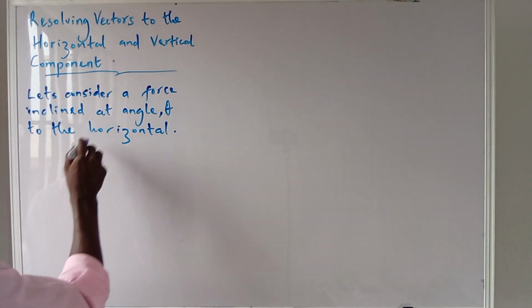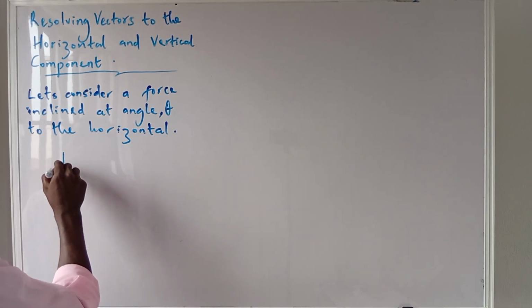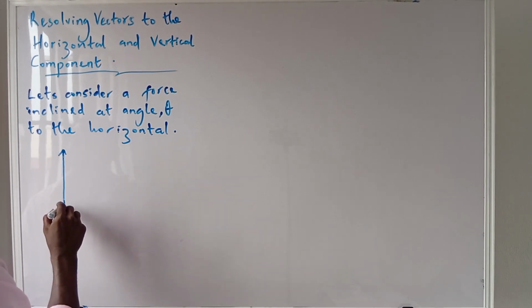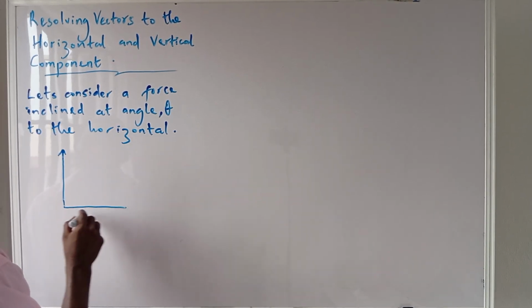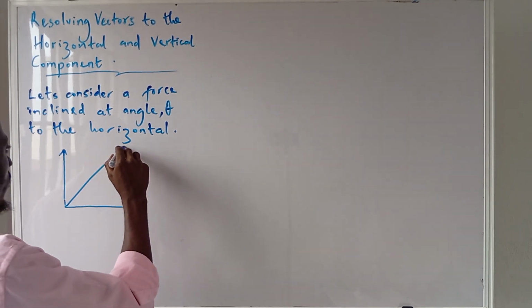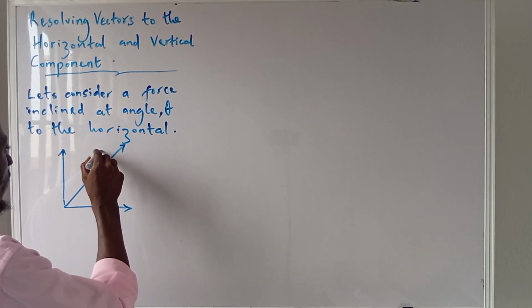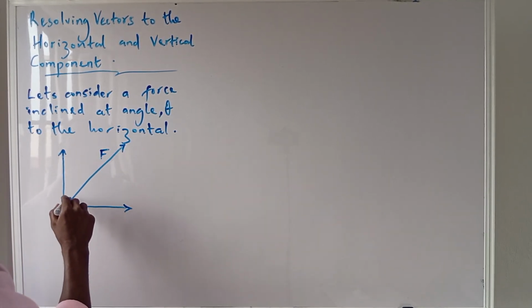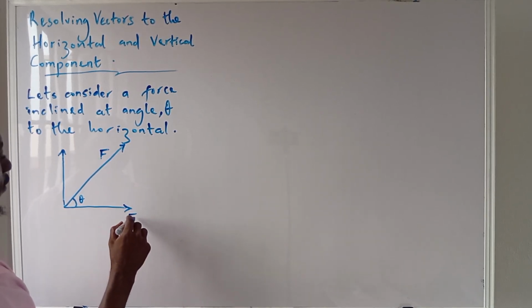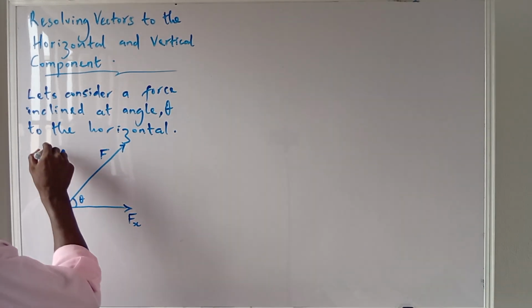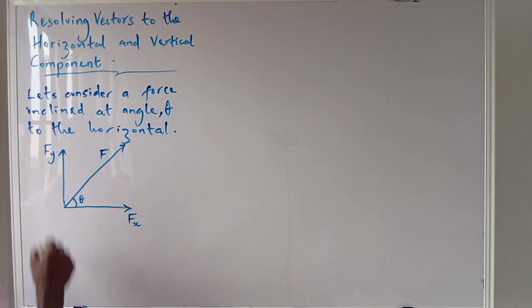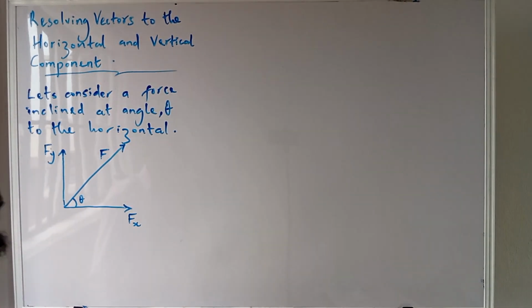The diagram of this statement is going to look like this. This is your vertical component, and this is your horizontal. And this is the force F inclined at angle theta to the horizontal. This is the horizontal component of the force, noted as Fx, and the vertical component of the force, noted as Fy.